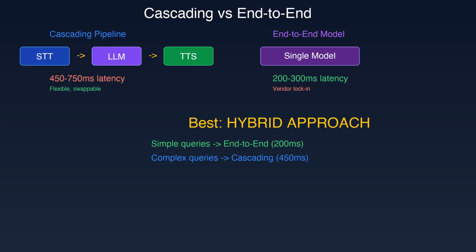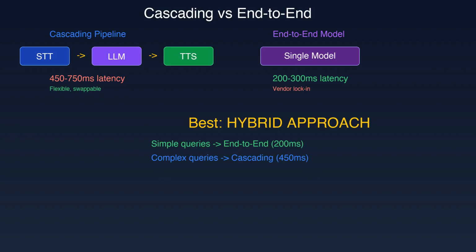The advantage is flexibility. You can swap any component without touching the others. You can use best of breed for each stage. And debugging is easier because you can isolate issues to a specific component. The downside is latency. Even with streaming, you're looking at 450 to 750 milliseconds total.